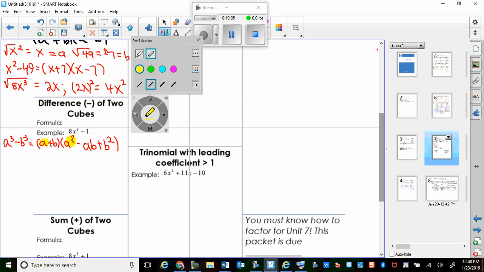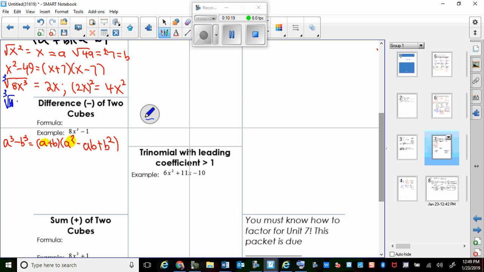Okay? Now, for b, I need the cube root of b. b is 1. So the cube root of 1 equals 1. Now, 1 squared equals 1. So these are all the things that you need to write out. And I'll do it formally in a different problem.